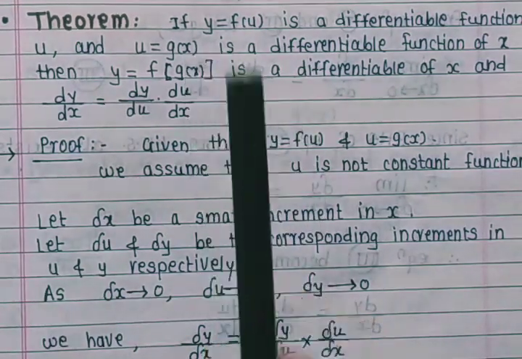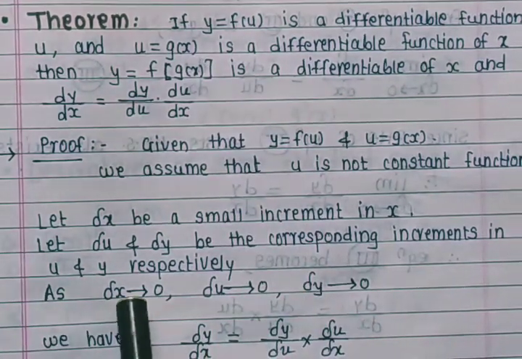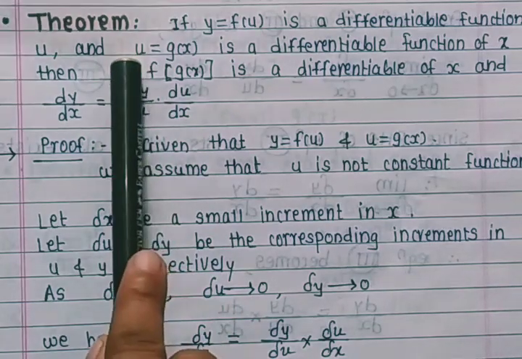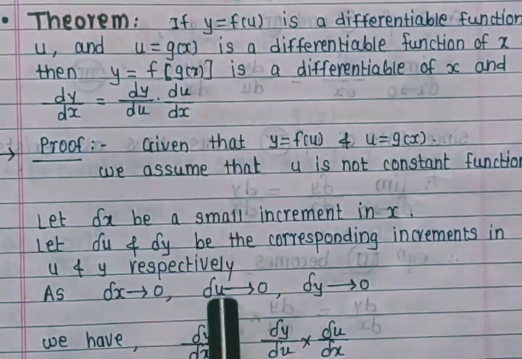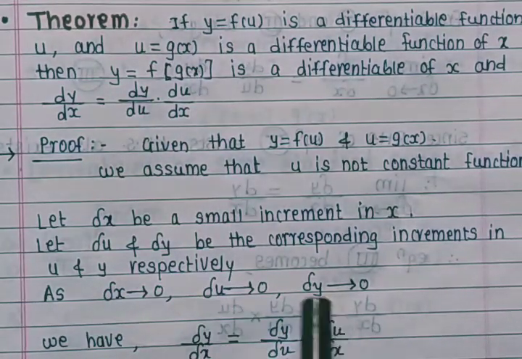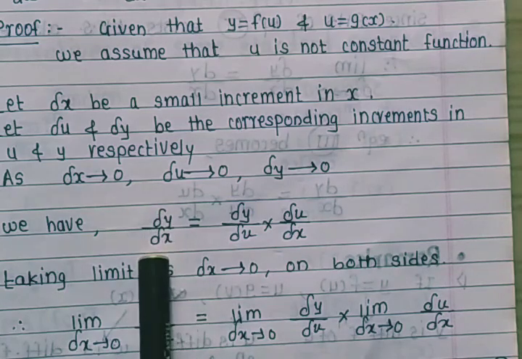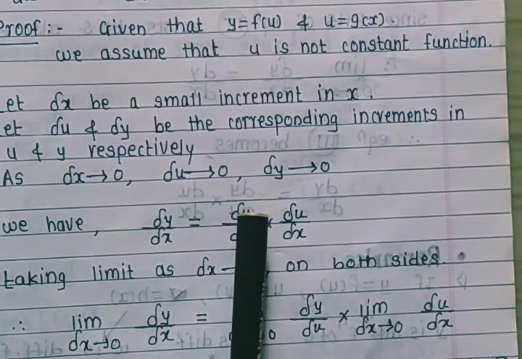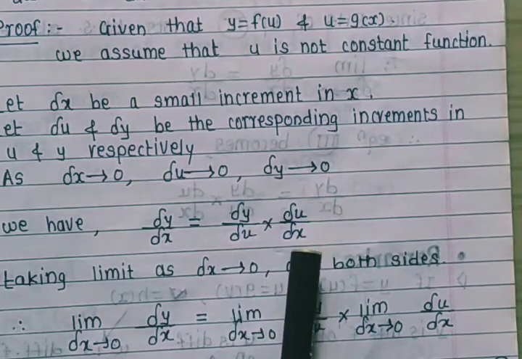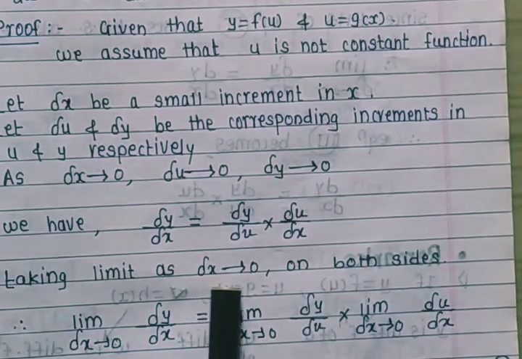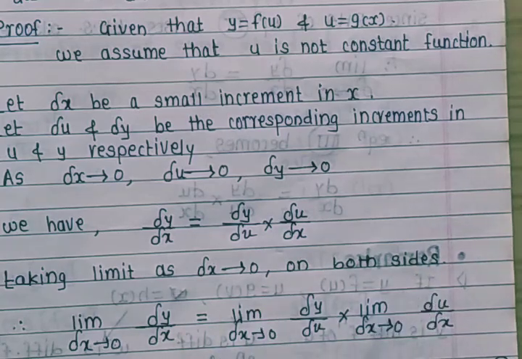As delta x tends to 0, the small change in x tends to 0, then the small changes in u and y, that is delta u and delta y, tend to 0. Now consider the incremental ratio: delta y upon delta x is equal to delta y upon delta u into delta u upon delta x. Taking limit as delta x tends to 0 on both the sides.